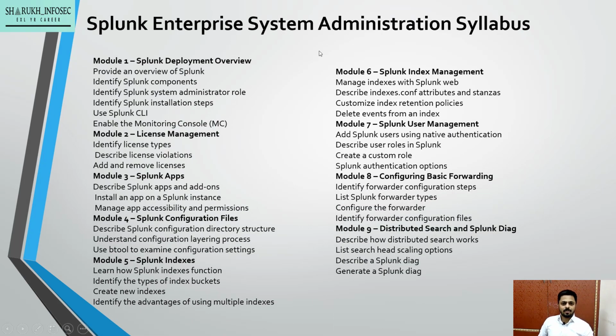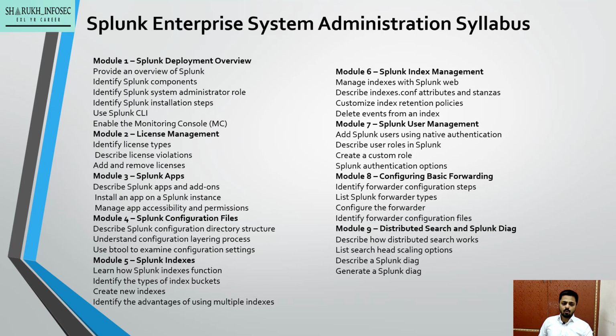Splunk administration is divided into two parts: the system administration and the data administration. Firstly we are going to see the system administration syllabus. In this, there are around 9 modules. The first one is the Splunk deployment overview, where we are going to deploy Splunk. Then there is license management, where we are going to see the different license types and also add or remove a license from Splunk. Then module 3, Splunk apps, where we are going to see how to install an app on Splunk and how to manage it. In module 4, we are going to see the different kinds of configuration files on Splunk and its directory structure.